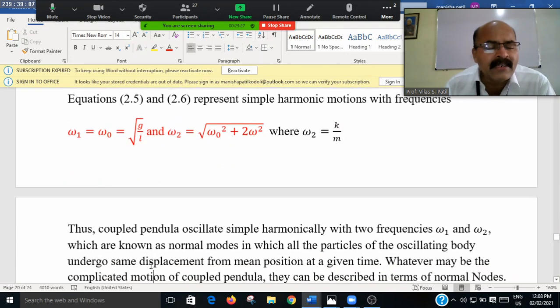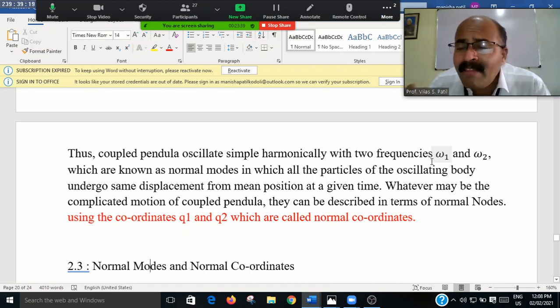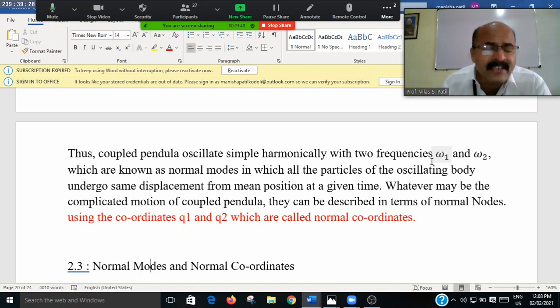Thus, coupled pendula oscillate simple harmonically with two frequencies omega 1 and omega 2, which can also be indicated by omega 0. The coupled simple system of the two pendula A and B with the two frequencies omega 1 and omega 2 are known as the normal modes, in which all the particles of the oscillating body undergo the same displacement from the mean position at a given time.